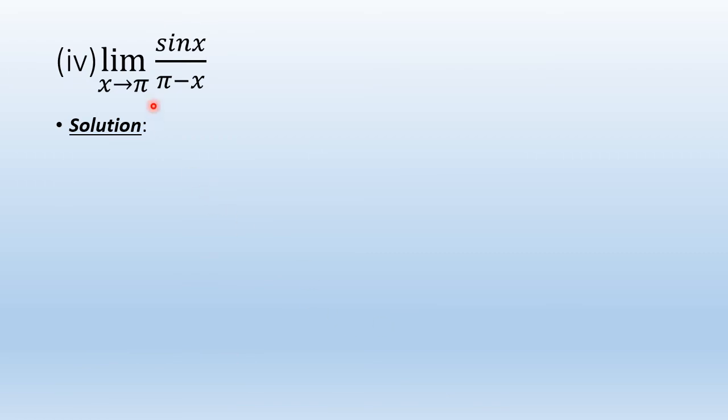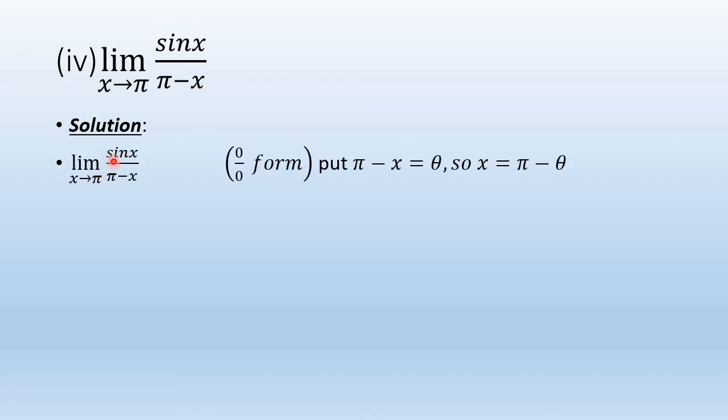Let's get to part 4. Limit when x tends to pi, sin x by pi minus x. We simply observe that if we put x equals to pi directly, we are going to get 0 by 0 form. So what are we going to do? We are going to make a substitution. Put pi minus x equals to theta.